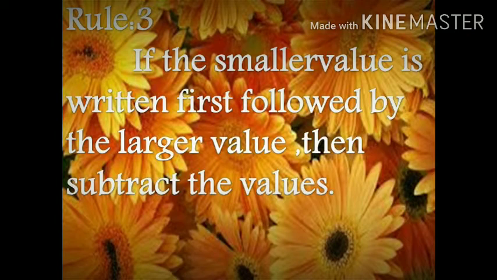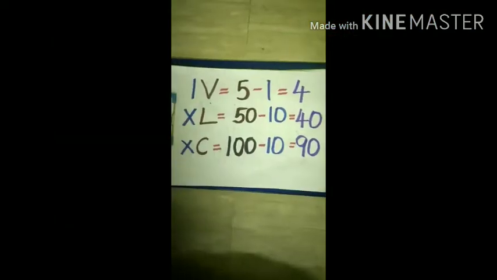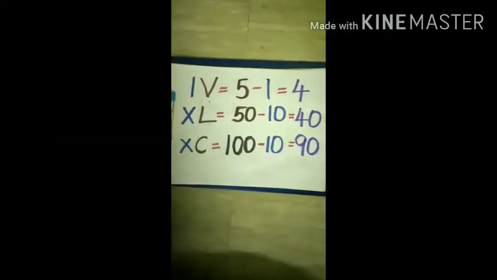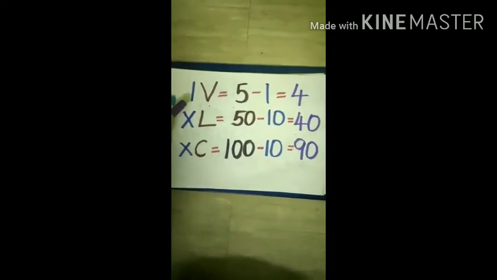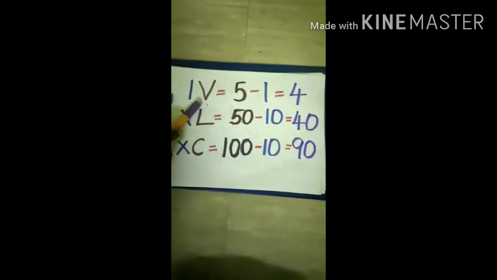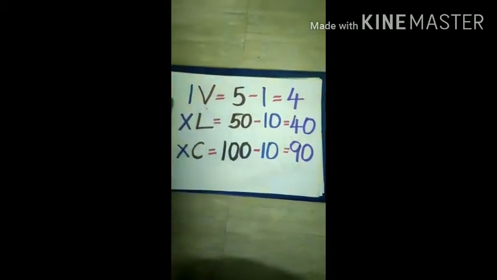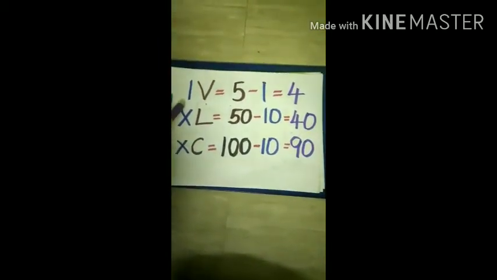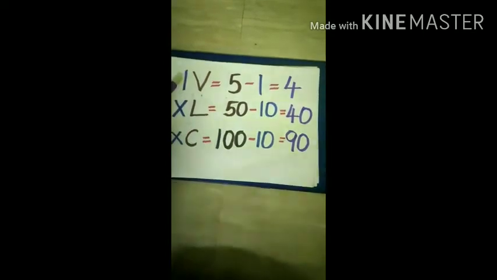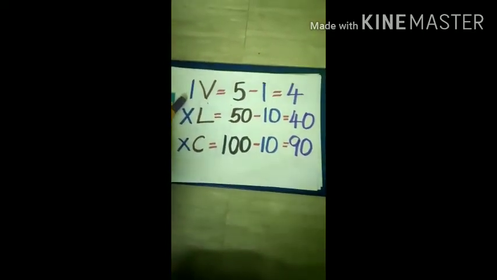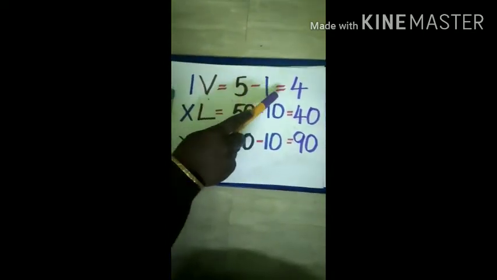Rule 3. If the smaller value is written first, followed by the larger value, then subtract the values. Now let us see another video related to this rule. What is the rule? When a smaller value is written first, followed by the larger value, we have to subtract the values. I stands for 1 and V stands for 5. Since 1 is smaller, we are subtracting. That is 5 minus 1 is equal to 4.